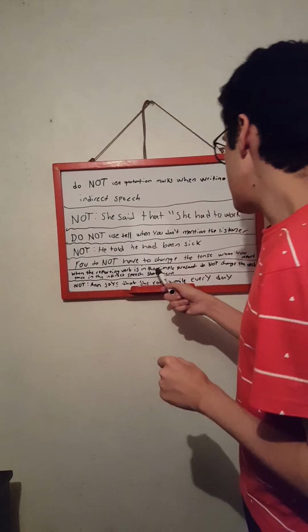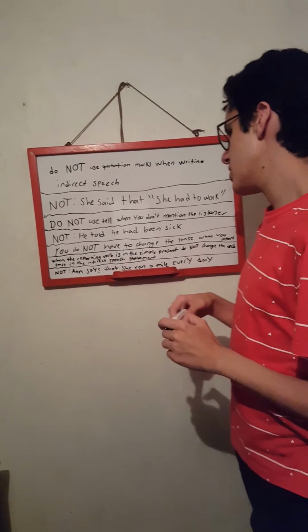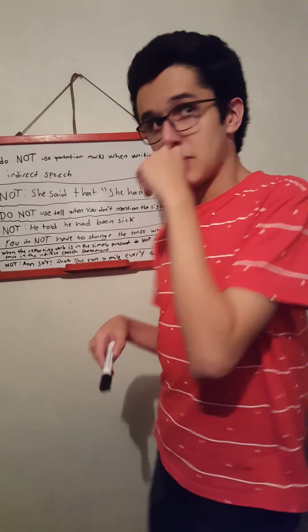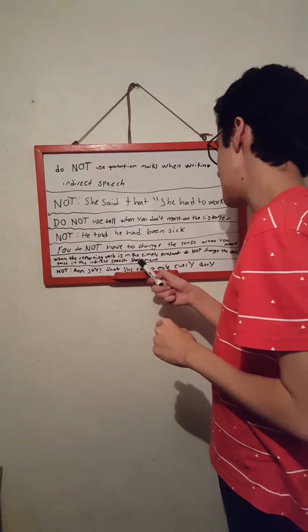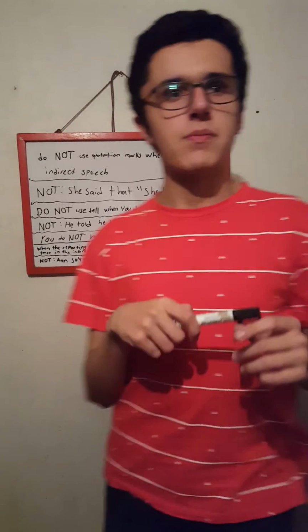When the reporting verb is in the simple present, do not change the verb tense in the direct speech statement. Examples: "I run a mile every day," says Anne. Anne says that she runs a mile every day. Not: Anne says that she ran a mile every day. In newspapers, magazines, or on TV or radio news, reporting verbs are often the simple present. The majority of women say that they never lie.